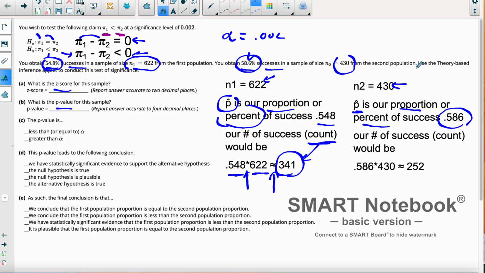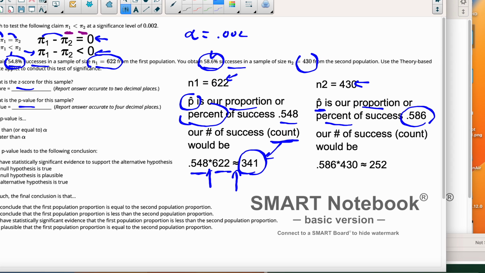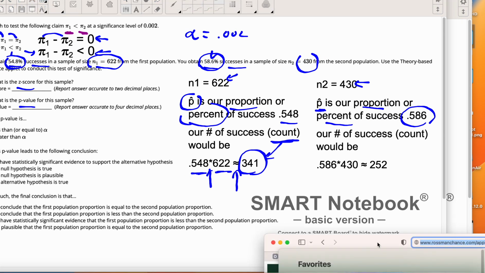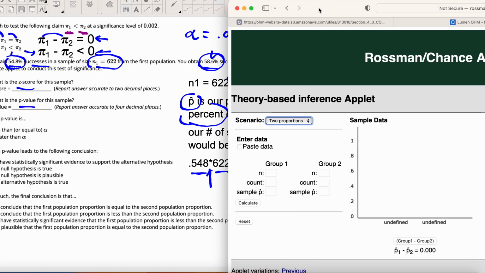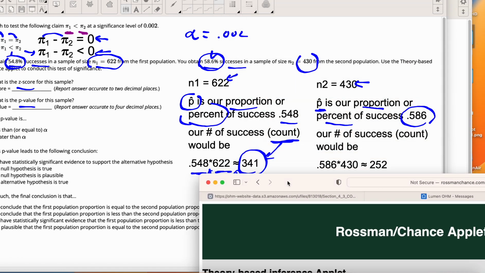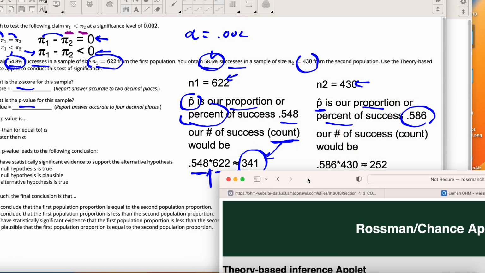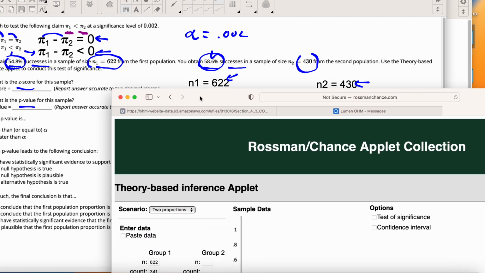Well, let me go to my Rossman Chance applet. If I pull that up here, we have two proportions here. For group 1, I'm going to put my N1 is 622. I'm not going to put count in. I'm going to put my p hat in, 0.548. That's going to calculate my count. You see here, 341. That's what I got here. 54.8% times 622 is about equal to 341.